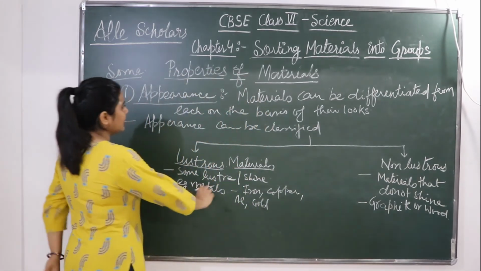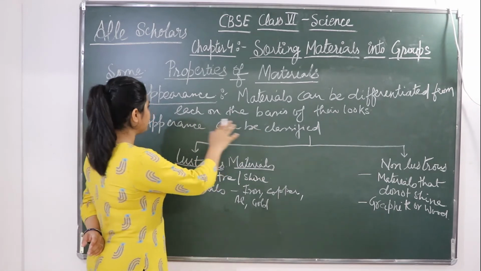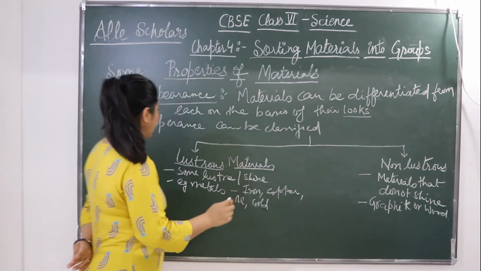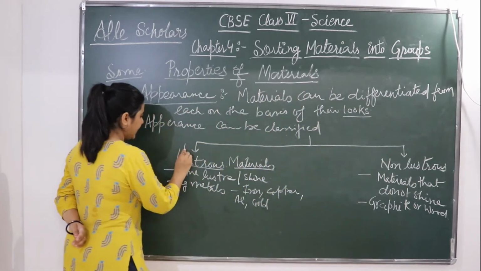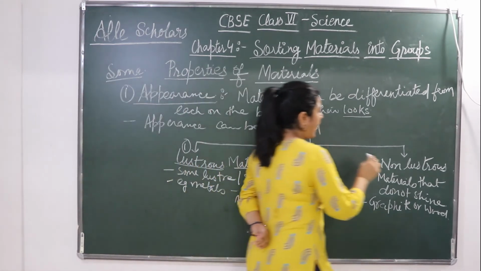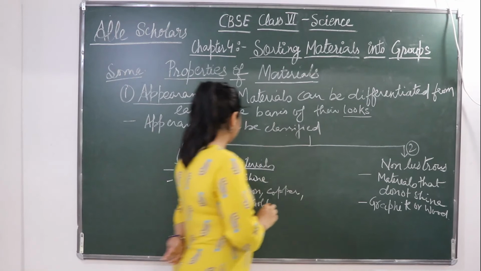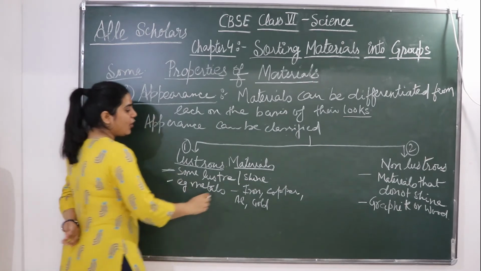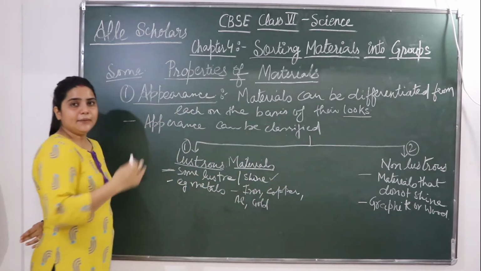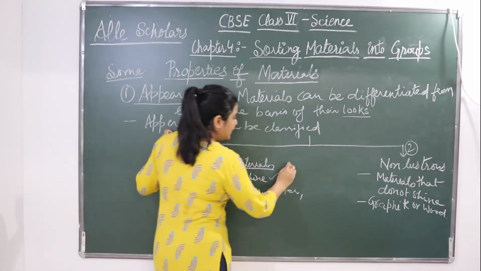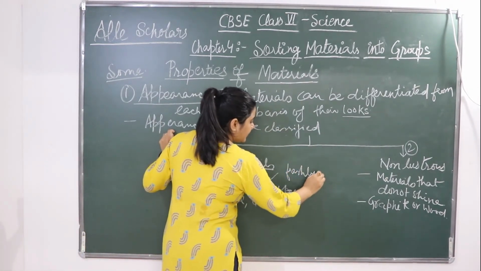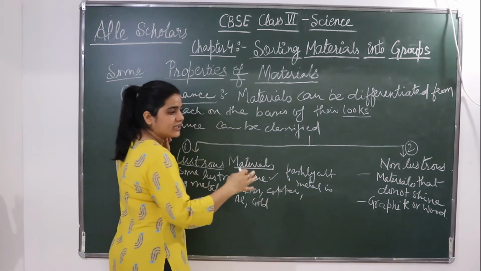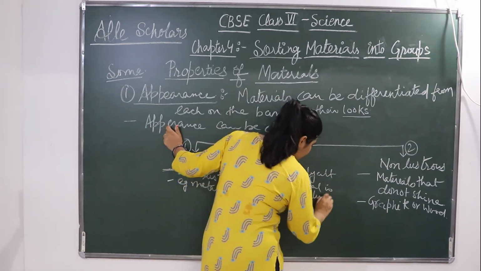Okay, so on the basis of appearance, materials can be differentiated from each other on the basis of their looks, how they are looking. So appearance can be classified in two categories. One is the lustrous material and the other one is the non-lustrous material. Lustrous materials are the materials which have got some luster in them, or some shine. Maybe with time it has got dull, but the freshly cut metal is always shiny. Note this point. Freshly cut metal is always shiny.